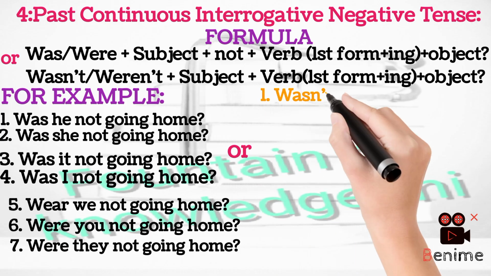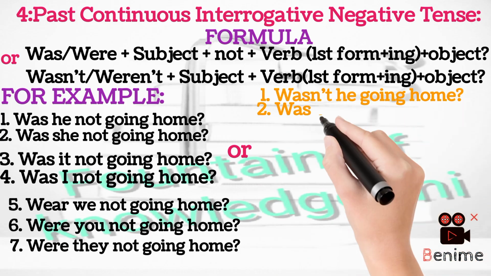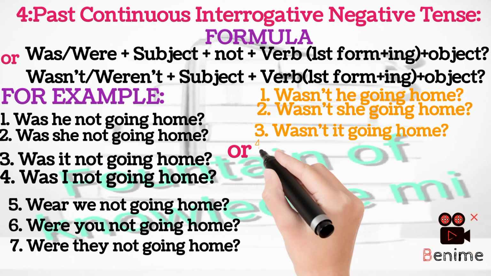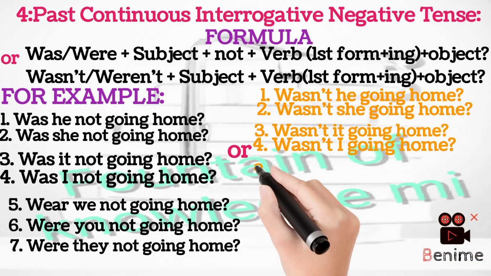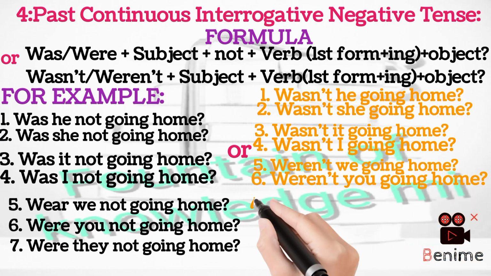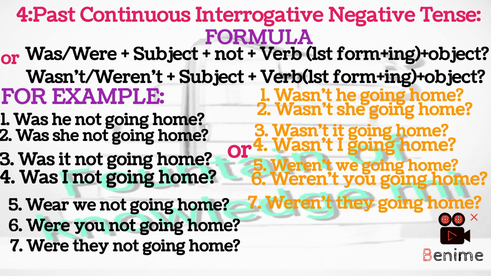Or, 1. Wasn't he going home? 2. Wasn't she going home? 3. Wasn't it going home? 4. Wasn't I going home? 5. Weren't we going home? 6. Weren't you going home? 7. Weren't they going home?